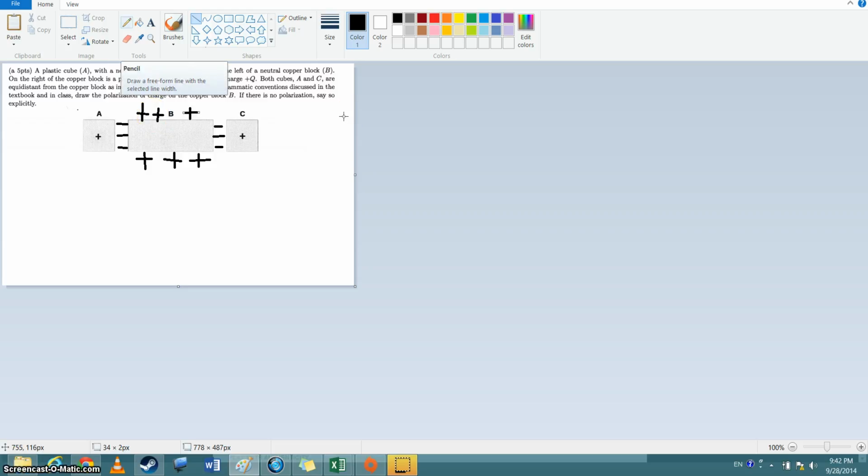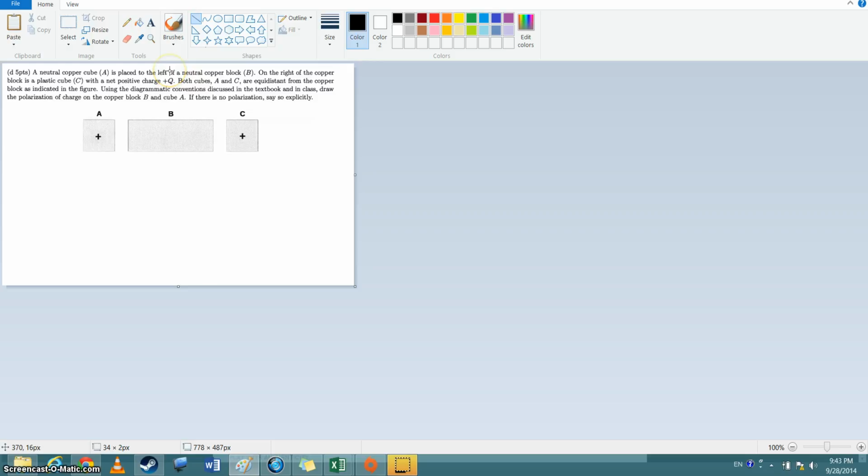Now let's address some places where you might mess up if you misunderstand some of the concepts. So let's get rid of our lines. Alright, one mistake it's easy to make is to assume that because there are two positive charges on either side of the block, that there's going to be no polarization of the copper block.